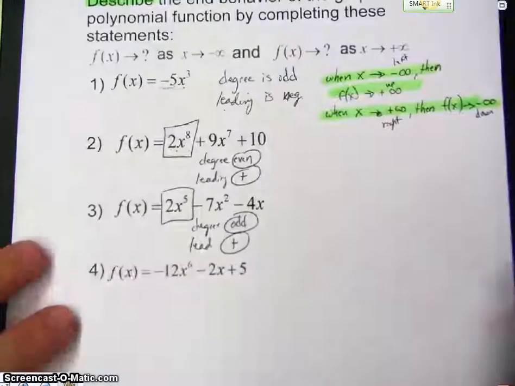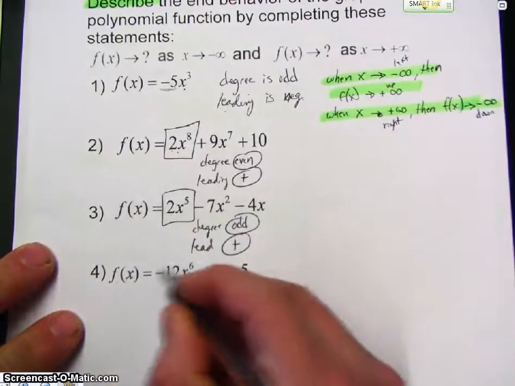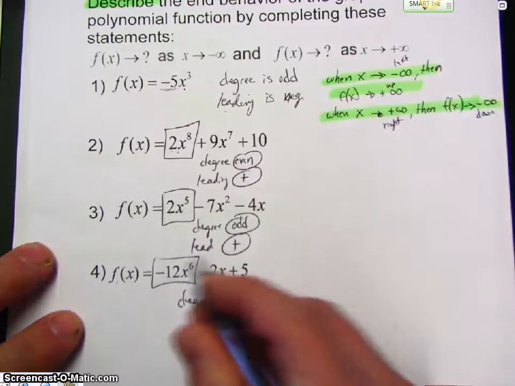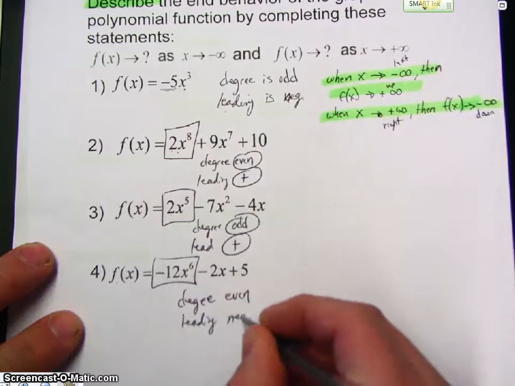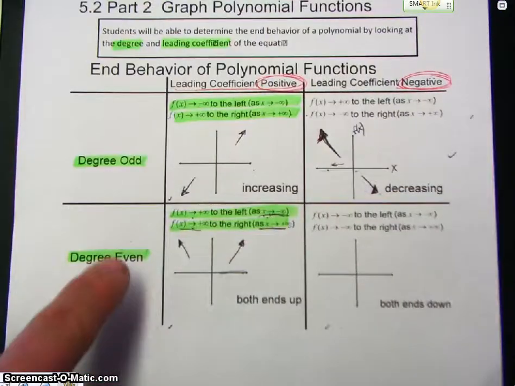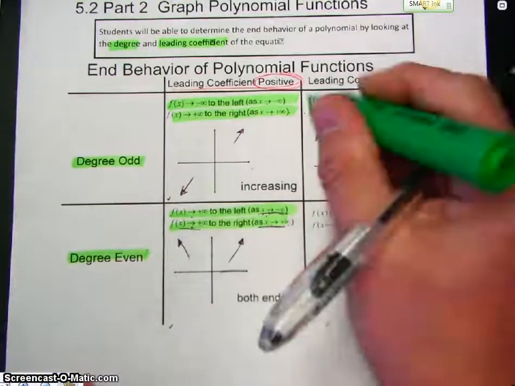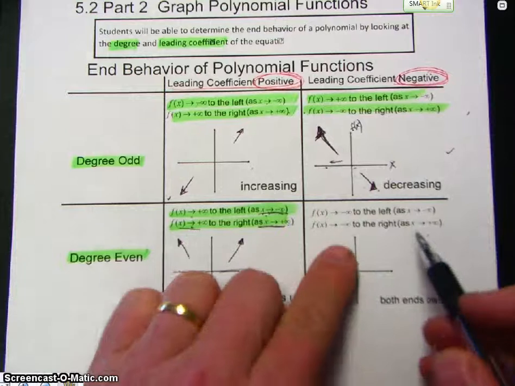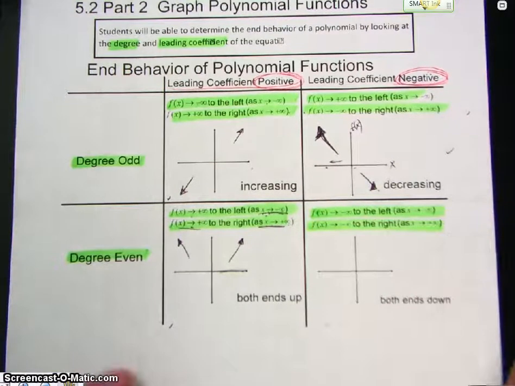If you haven't figured it out, for the last one, the degree is even, and the leading coefficient is negative. So even and negative. So here's even, here's negative, so we're talking about this one. Right, hang on, we already talked about this one. So let me describe this. So this is what you will write. You'll write this right here, and that will be your answer.